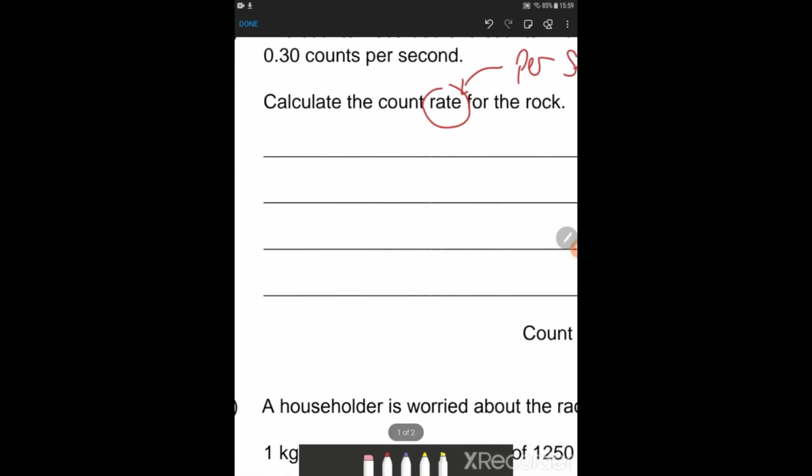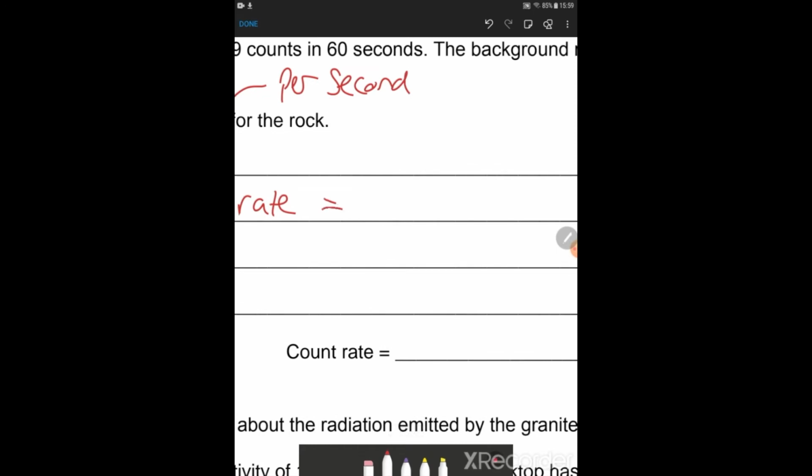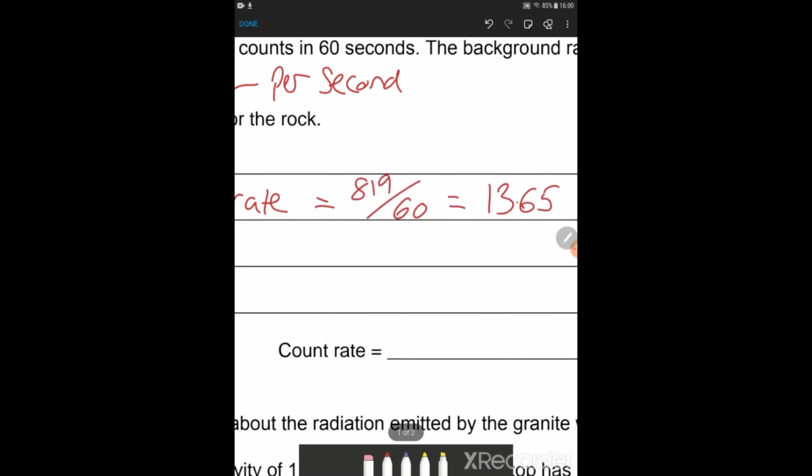So I'm going to zoom in here. I'm going to write down the total count rate. So the total count rate will be equal to 819 divided by 60, yeah, which will equal 13.65. Okay, so that's our total.